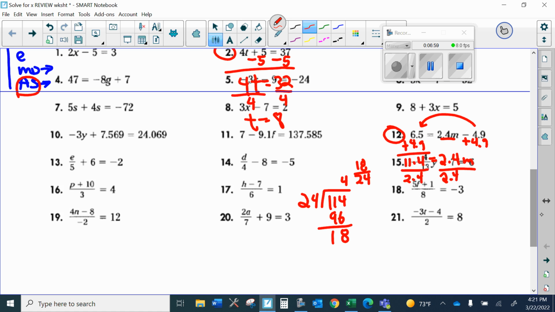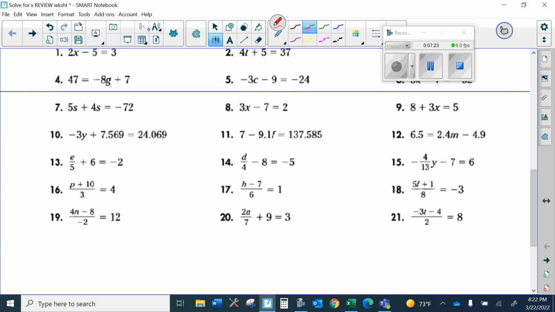Okay, and of course 18 and 24, the GCF is 6. So I can divide each by 6, and I get 3/4, 4 and 3/4. So if you put it in a calculator, it's going to give you 4.75 for your answer. Okay, if you're doing it all on a calculator, I showed you how you can do it all by hand right here.